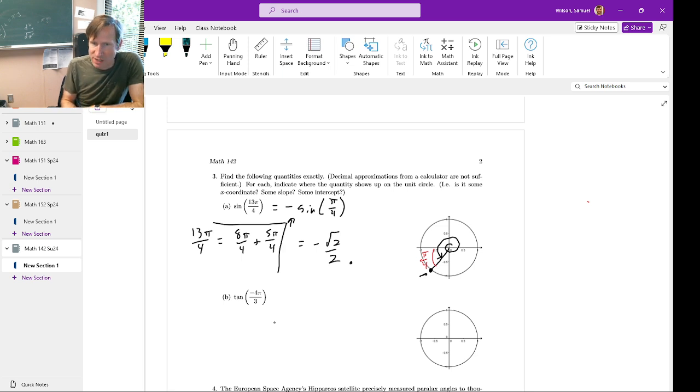All right, so how about tangent of minus 4 pi over 3? So minus 4 pi over 3, that's minus pi minus another pi over 3. So that's going to be something like this angle.